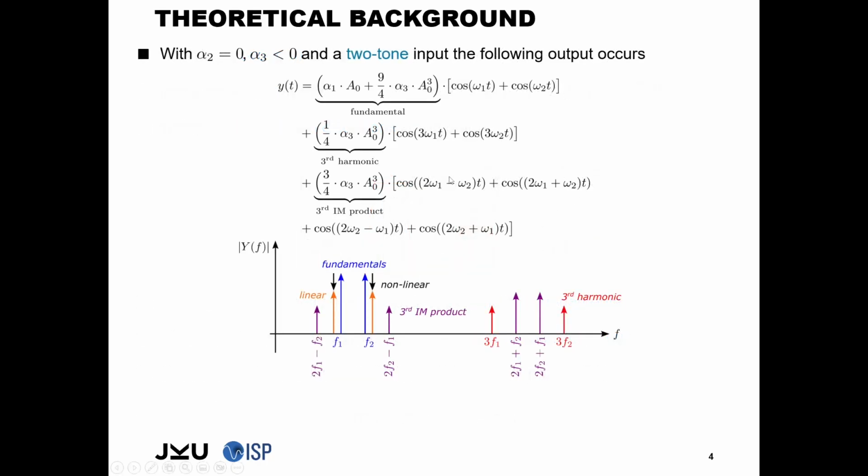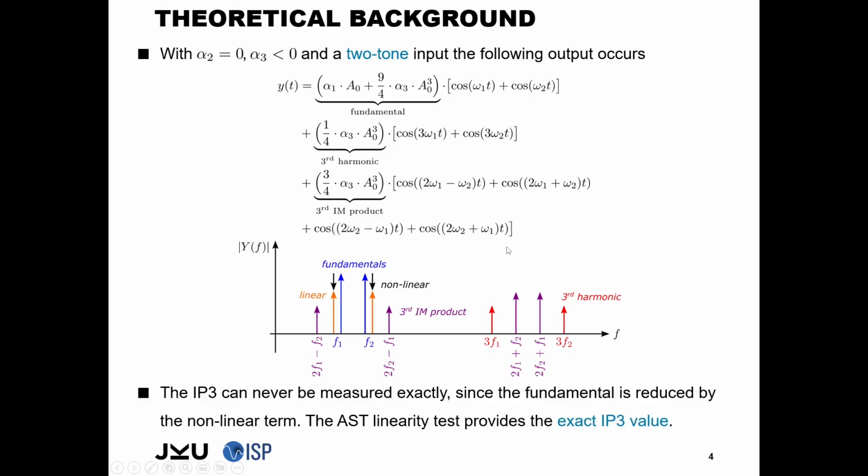It can also be shown more mathematically, of course. You can see the fundamental, the third order harmonic, and the third order intermodulation product. Just keep in mind those factors 1/4, 3/4, because we will need them afterwards if we're comparing the AST linearity test with the conventional measurement.